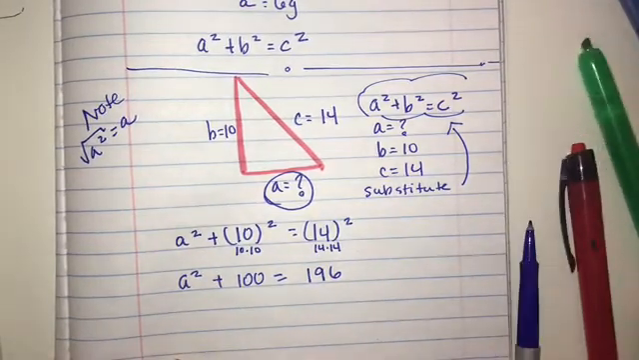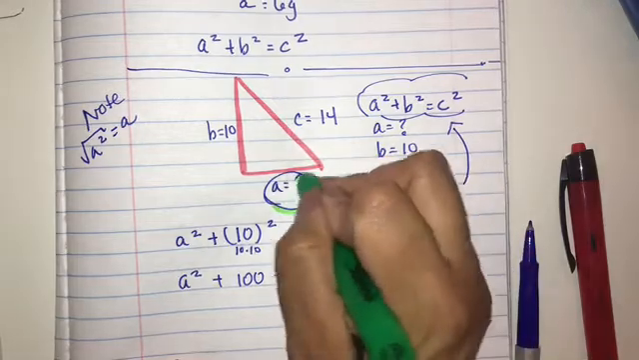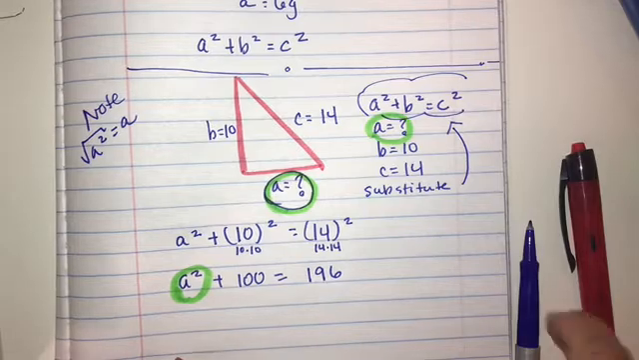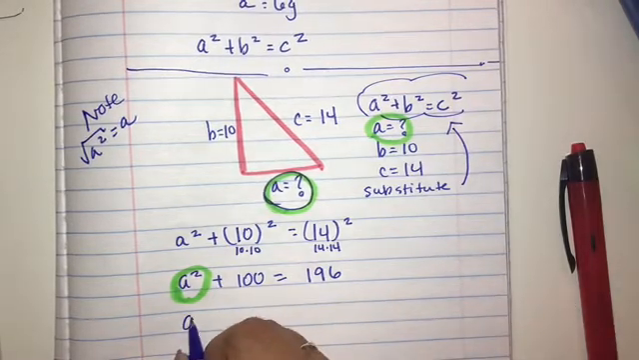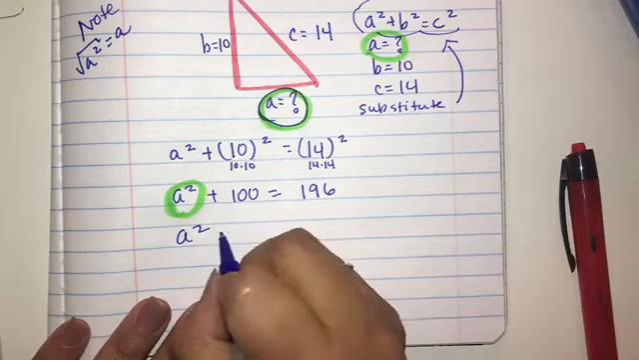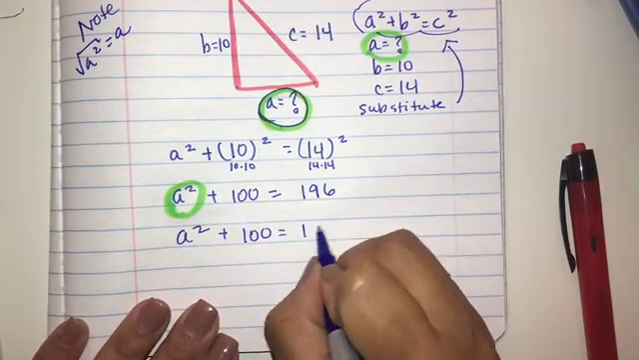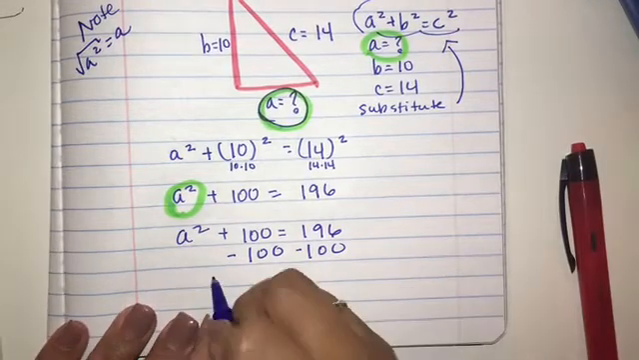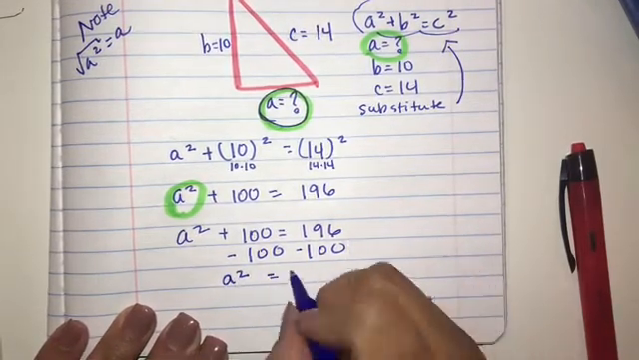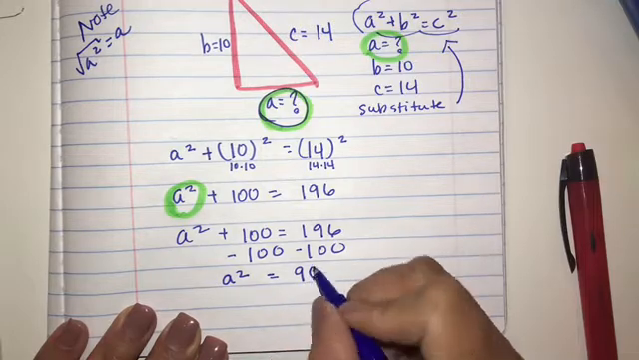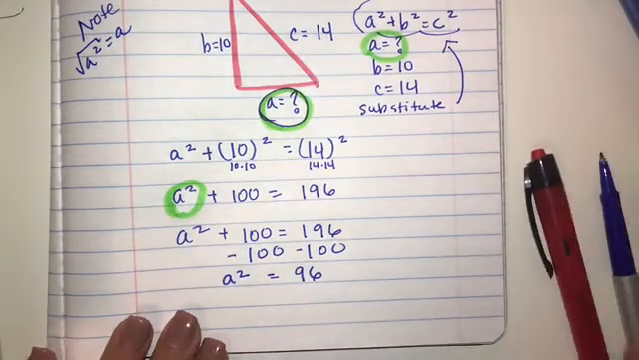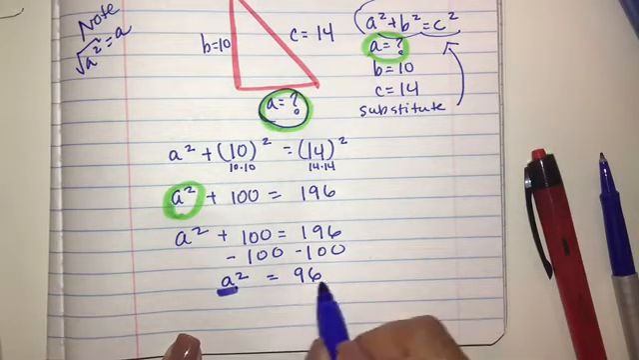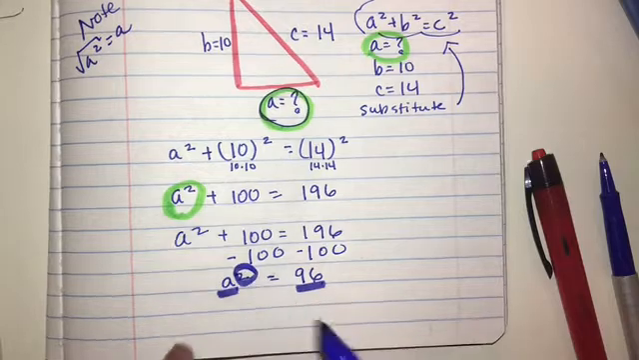So I'm still trying to solve for a. Remember, we don't know what a is. So we're going to want to isolate that. So we're going to say a squared plus 100 equals 196. We're going to subtract 100 from both sides. And then you're going to be left with a squared equals 96.